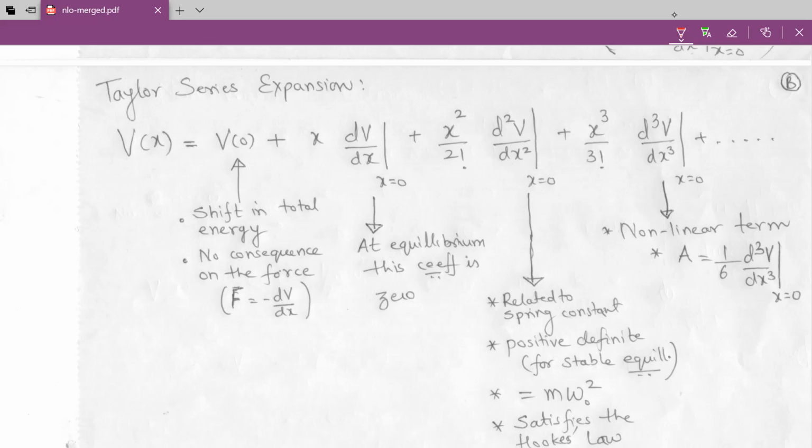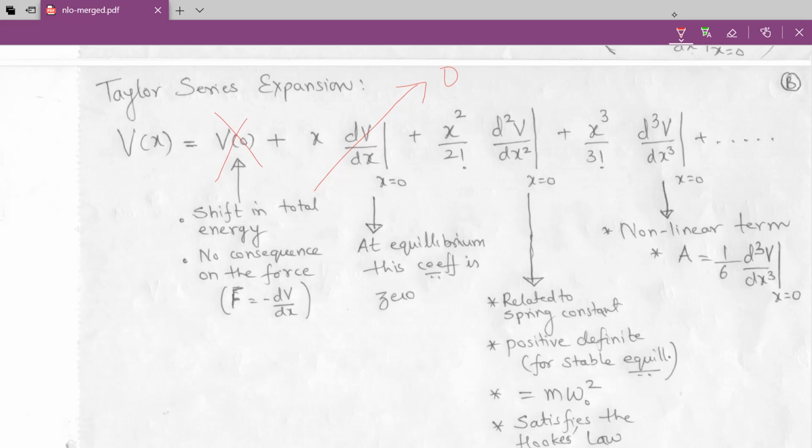The second term involves the first derivative of the potential with respect to x, and you can clearly see that we are talking about the equilibrium position at x equal to 0. Hence this term dV over dx, which is proportional to the negative of the force, is indeed 0, and hence the next term also is irrelevant to our discussion. So this term actually goes to 0. The first term is irrelevant. Now let's look at the next.